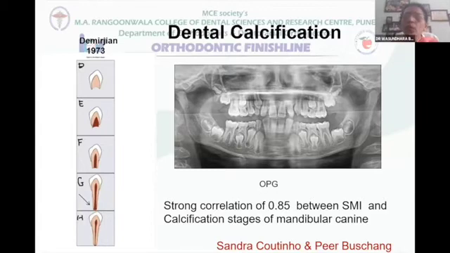So going through the OPG, the dental calcification of the mandibular canine also can be assessed, and this is also one of the methods for assessing the skeletal maturity. And it has been seen that there is a strong correlation of 0.85 with the skeletal maturity indicators of hand and wrist. So students should also try to see whether it is in the initiation stage or in the acceleration stage. The best stage is stage G, as given by Demirjian. He has given 8 stages, of which the G stage coincides with the accelerated growth spurt or the peak of the mandibular growth.